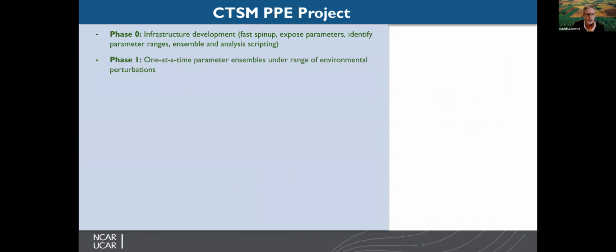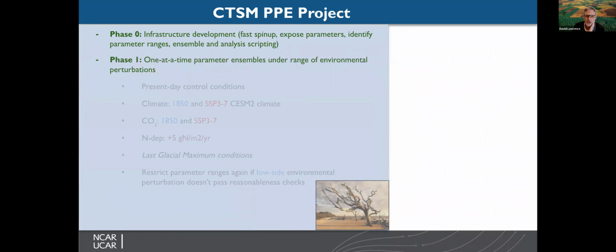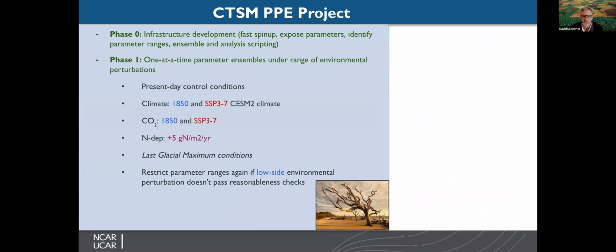Then there's phase one. It was one-at-a-time parameter ensembles, and that's the obvious thing to do. The thing that we've done, which is a little bit different, is that we've also done it under a range of environmental perturbations. So we ran the one-at-a-time parameter ensembles with high and low values for each parameter, for all 200 plus parameters, with present day control conditions.